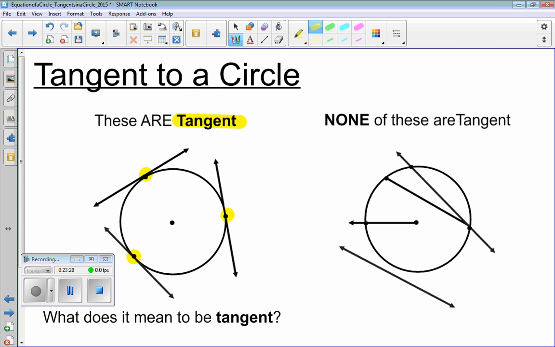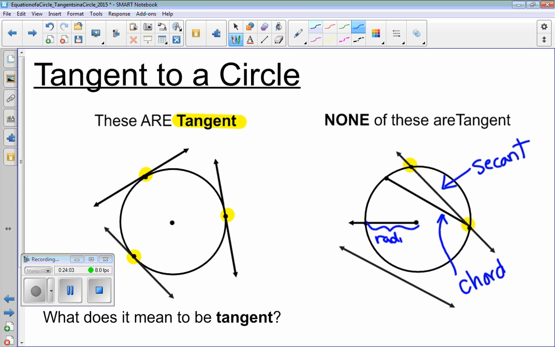Notice over here, this line touches it in two places. We call that a secant, actually. When a line goes through it twice, or touches it twice, it's a secant line. Over here, when it touches twice, we call this a chord, where the endpoints are actually on the circle. It doesn't pass all the way through. Notice a secant is truly a line with arrows. If we're just going from the center to the endpoint, what do we call that? A radius.